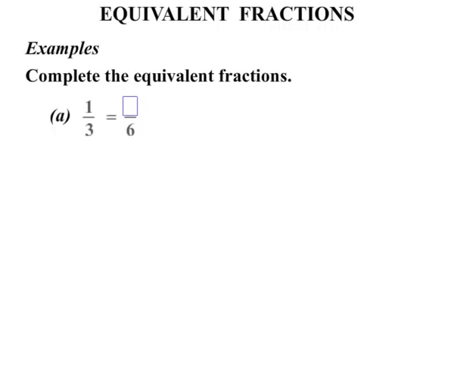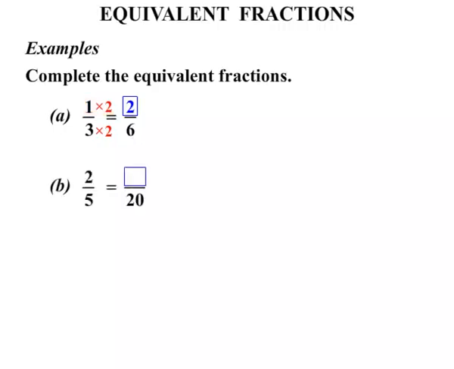Let's look at some examples now. We're asked to complete the equivalent fractions. The first one we've got is 1/3 equals something over 6. Now if we look at the denominators, the bottom numbers, the first one we've got is 3, and then the other one we've got is 6. We ask ourselves, what have we done to the 3 to turn it into a 6? Well, we've multiplied by 2. So if we multiply the bottom by 2, we multiply the top by 2 as well. And 1 times 2 is equal to 2.